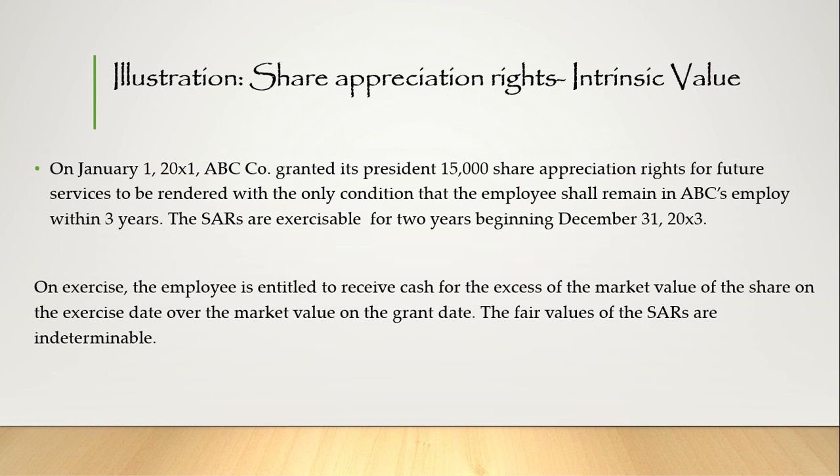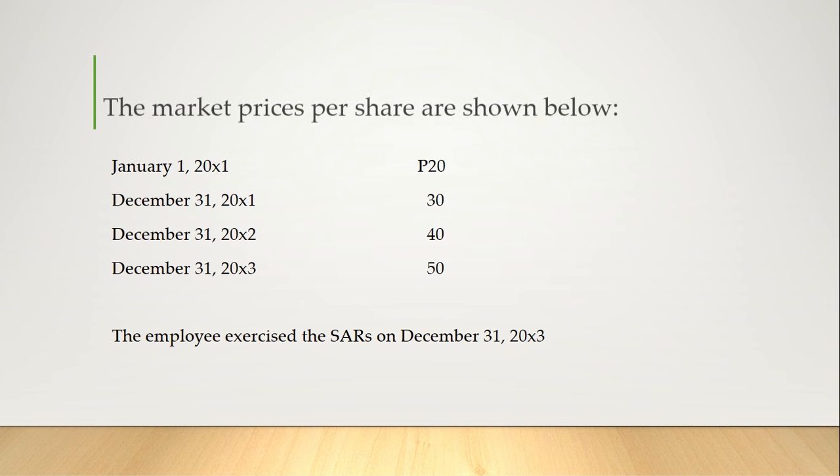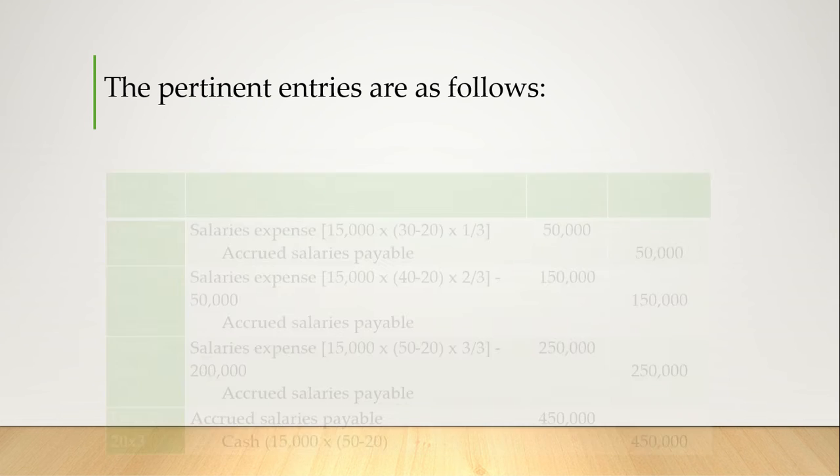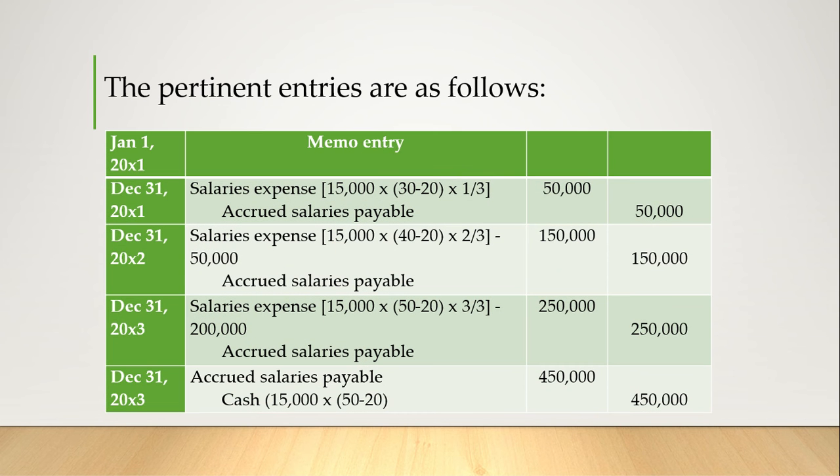Next, this is the memo entry. Salaries expense: 15,000 times 30 minus 20 times 1/3 equals 50,000, same as accrued salaries payable. The computation is done the same way for the following years.